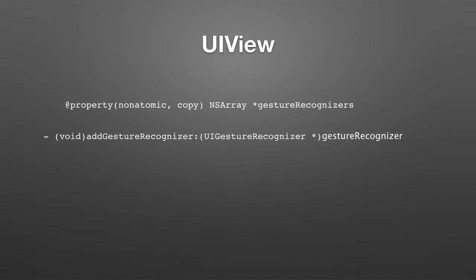UIView, how does that come into play? Well, it has an array, which is a property, of gestureRecognizers. So in other words, a view could be looking for more than one type of gesture. And to add a gesture to a view, there is a method, addGestureRecognizer.